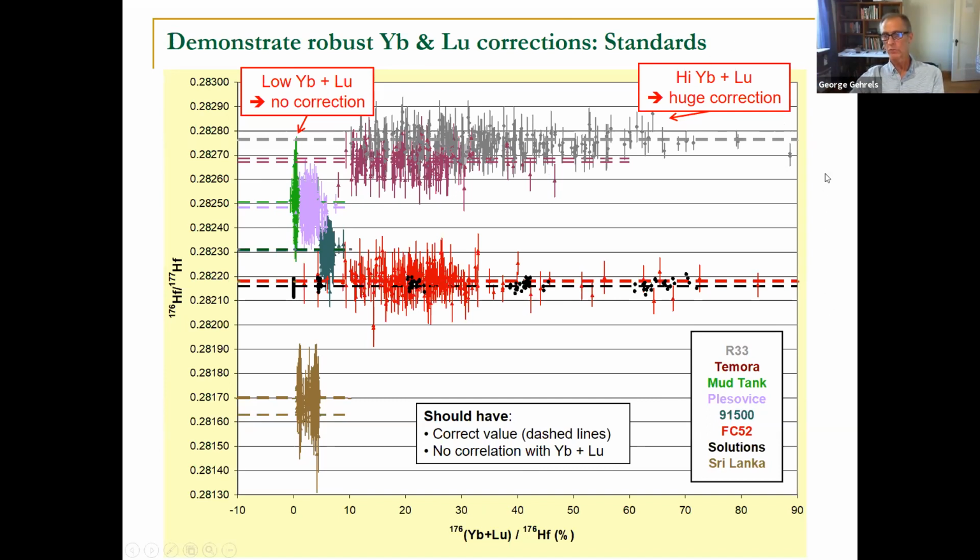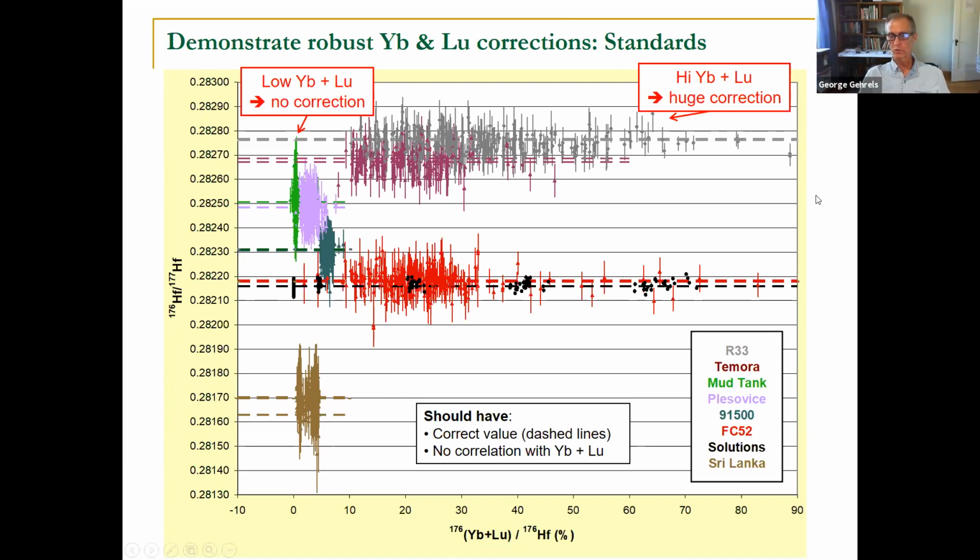Show me your standard plot, and you want to be able to see that these are perfectly straight lines. If any of those corrections are not being done quite right, the slope will not be horizontal, and then you'll have a bias in your data. The more lutetium and ytterbium you have, the farther you are off from the right hafnium isotope value. So this is all about standard calibration.